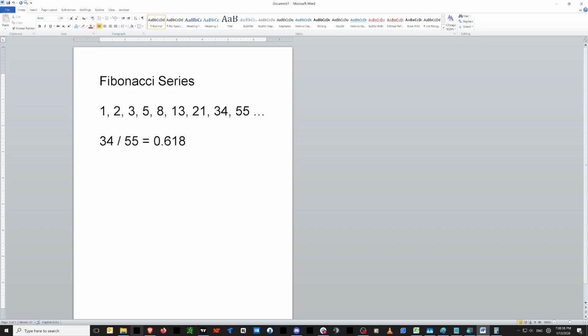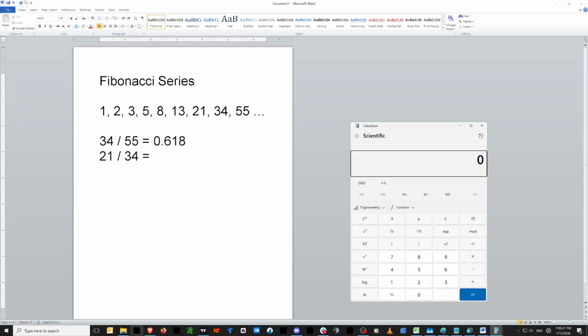Now, the weird thing about this number is that this particular fraction, decimal, whatever, that ratio, let's also look at it the other way, and we'll say 21 divided by 34 equals 0.618.